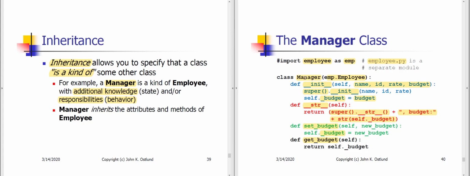So this means that a manager is a kind of employee, and for the manager, therefore, we can get the name, set the name, get the ID, get the rate, set the rate, get the budget, set the budget. We can do all of the behaviors that an employee object can do, but we also have these additional couple of behaviors, set budget and get budget, and that requires us to have an additional instance variable, namely the underscore budget instance variable.